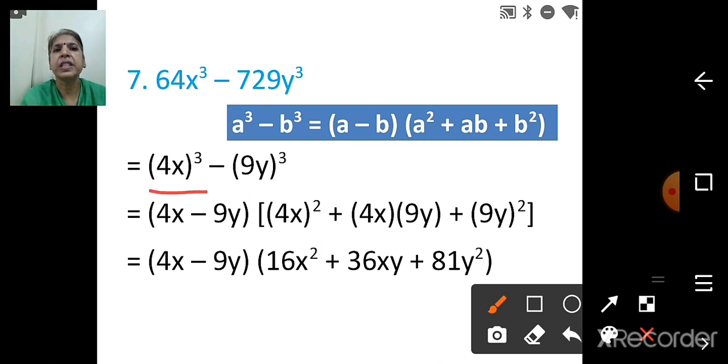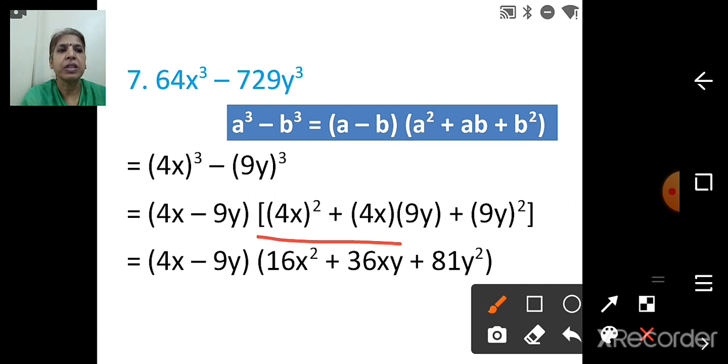So 64x cube is cube of 4x. So write 4x the whole cube minus 9y the whole cube. Our first term is 4x and our second term is 9y. So our first factor is 4x minus 9y. Then the next factor, so that we have to write in brackets.